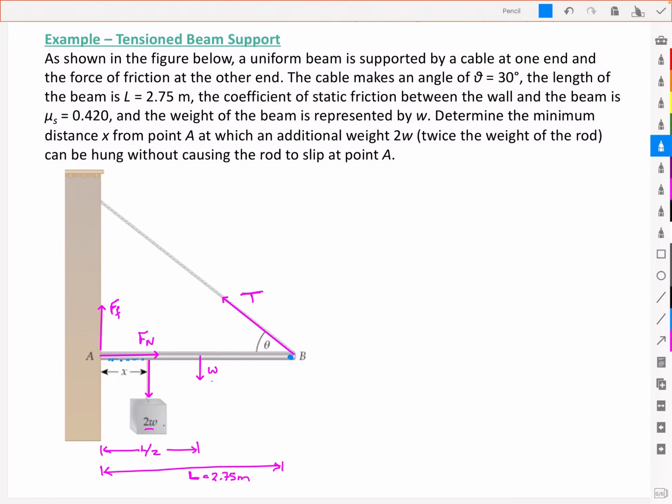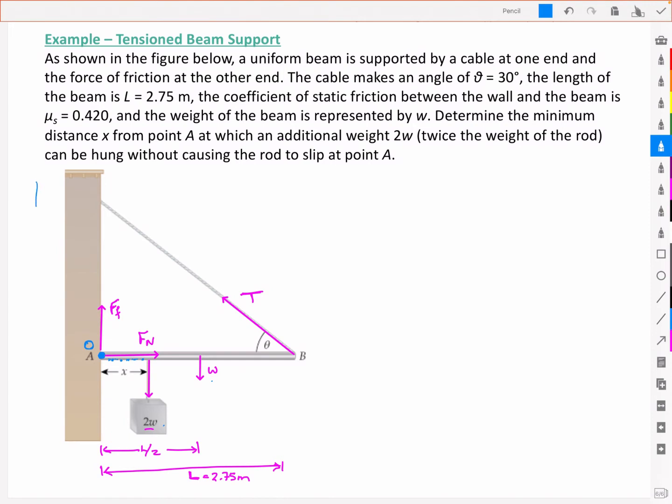But we don't actually have to define our pivot point at B. We can in fact put our pivot point wherever we want. And in fact, I'm going to define the pivot point here at A for our problem. So let's define that as our pivot point. This is going to be our origin, so an x equal to 0. We have a weight of 2W hung at a distance of x, the center of mass weight appearing at L over 2, and the tension being applied over at L equal to 2.75 meters.